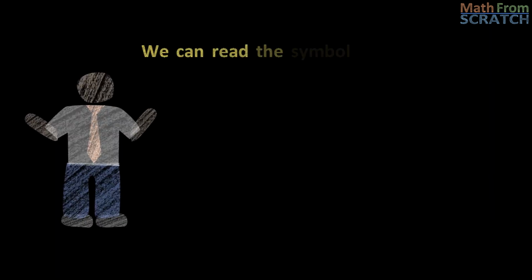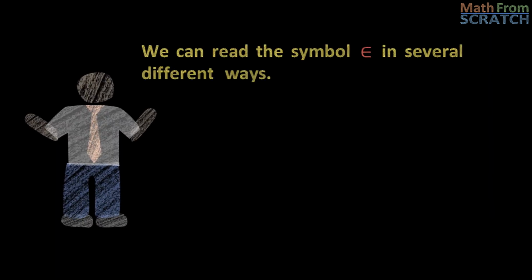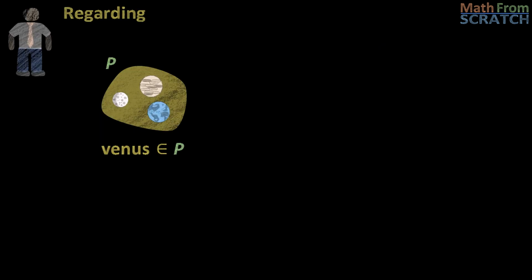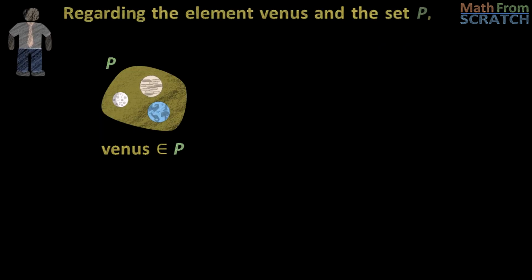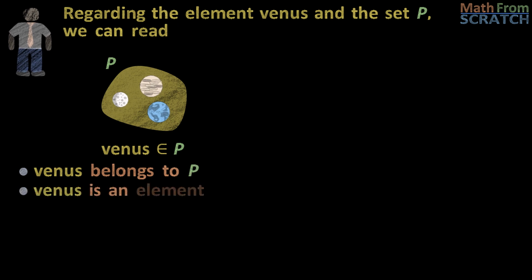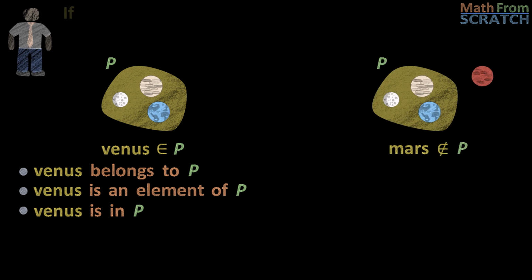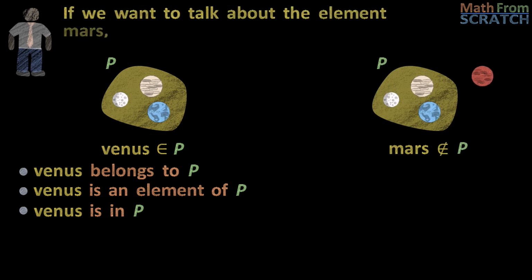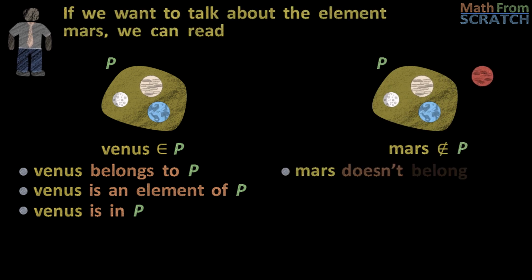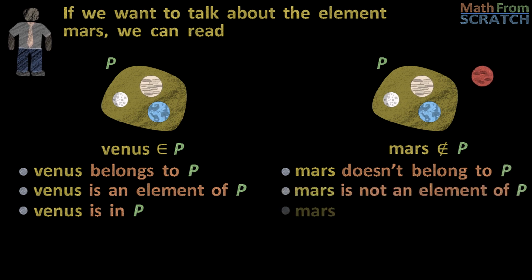We can read the symbol epsilon in several different ways. Regarding the element Venus and the set P, we can read, Venus belongs to P, Venus is an element of P, or simply, Venus is in P. If we want to talk about the element Mars, we can read, Mars doesn't belong to P, Mars is not an element of P, or simply, Mars is not in P.